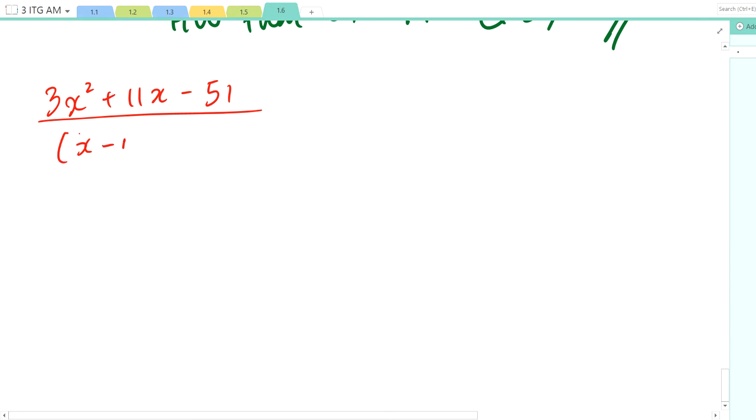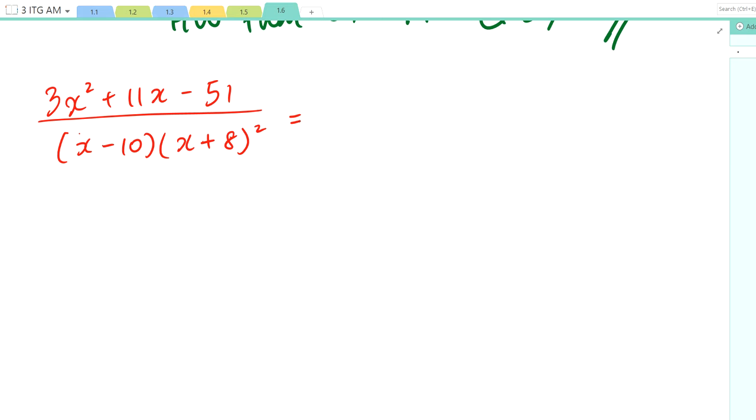But let us do a quick recap first for what we have learned yesterday. If you are given a fraction that looks like this, 3x squared plus 11x minus 51 divided by (x minus 10)(x plus 8) squared, how will you convert this to partial fractions? The very first step, what is it?